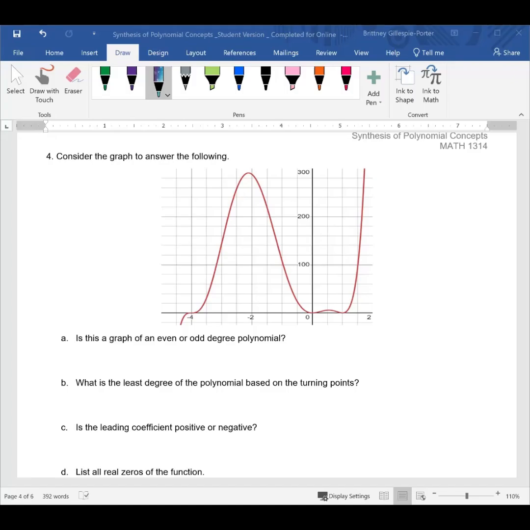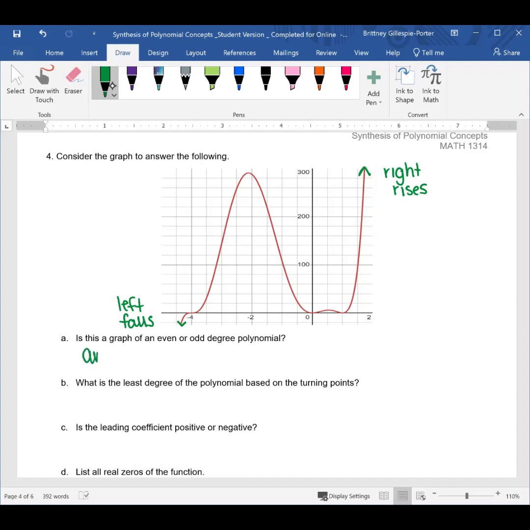Still in polynomial concepts, we have another graph, right? Notice that this graph is continuous. There are no breaks, but I am going to put in my arrows at the ends because that will help me determine what's going on. Notice on the left side, we fall. And on the right side, we rise. Okay. So is this a graph of an even or odd degree polynomial?